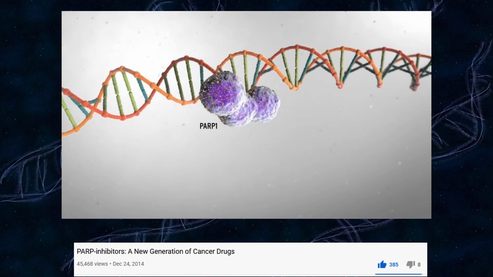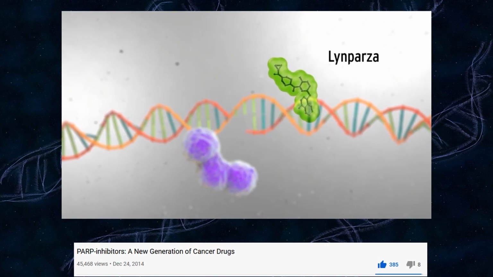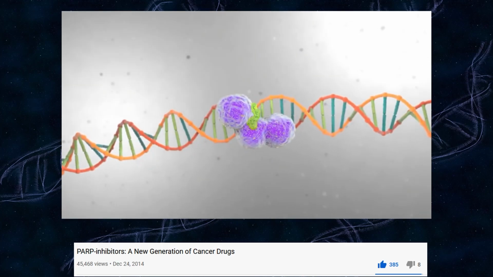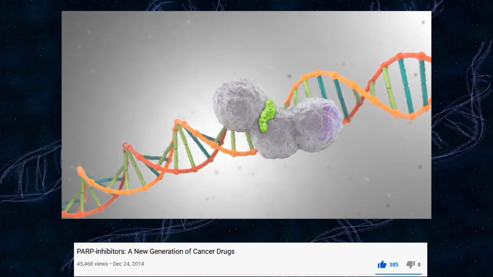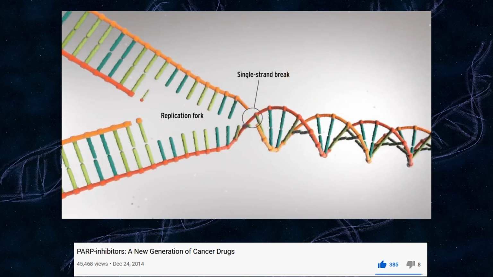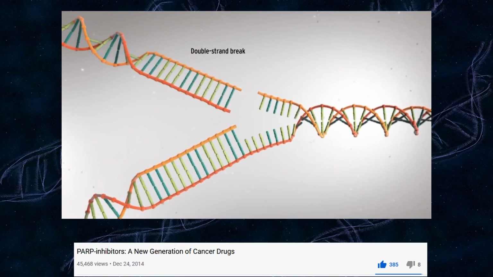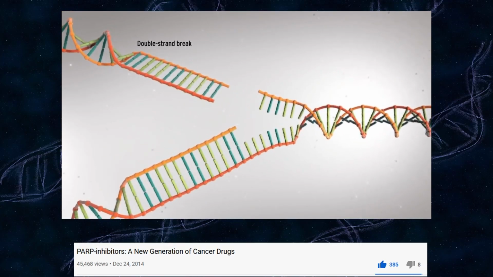So the PARP protein would normally recognize that and repair it, but the drugs, there's a trade name, Lynparza, is going to bind and prevent it from repairing and actually trap it there on the DNA. Then the single strand break is going to become, again, a double strand break that now in the tumor cells can't be repaired by that HRR pathway.